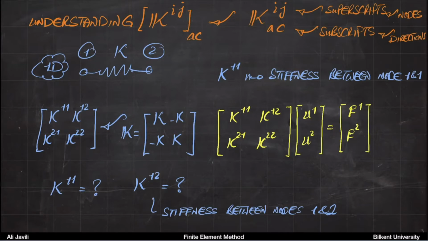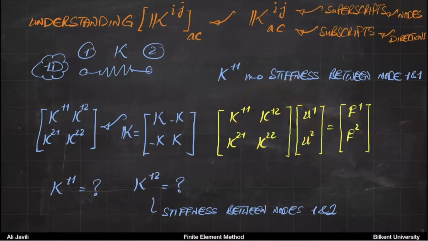All right. So if you think about this, now you see K11 is multiplied by U1, K12 is multiplied by U2. Now that K11 that is multiplied by U1, it contributes to F1. The K12 that is multiplied by U2, that also contributes to F1.